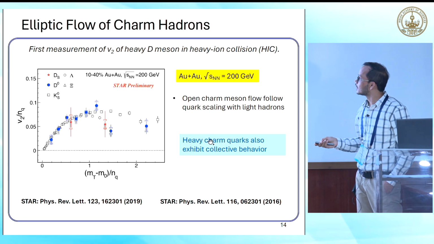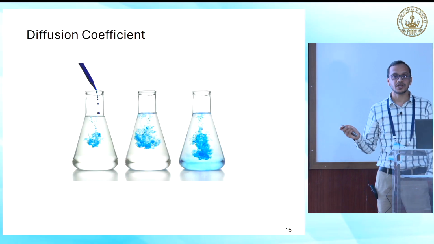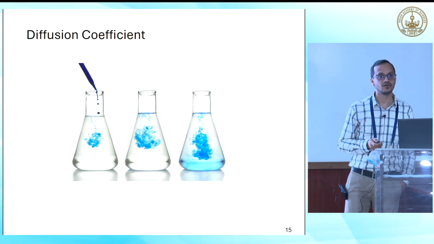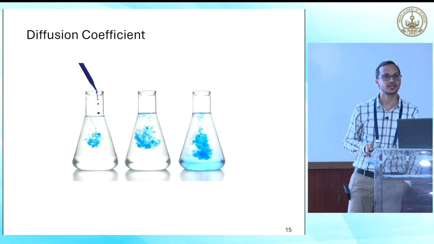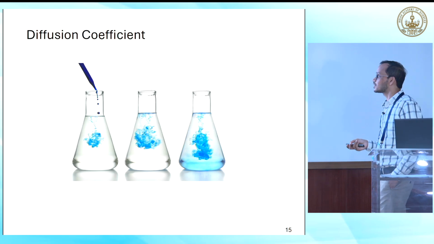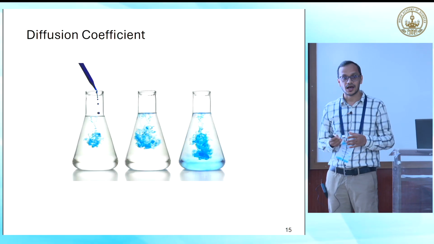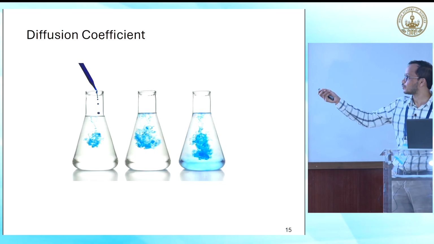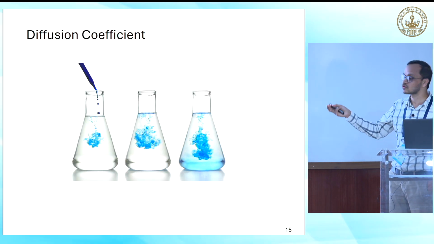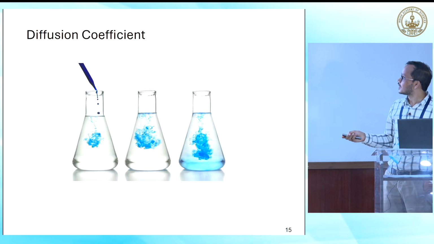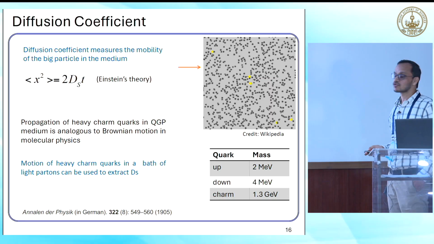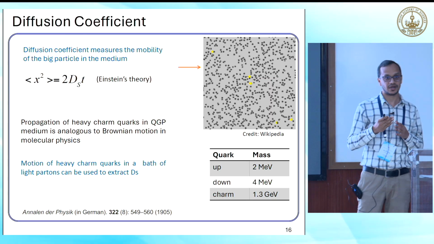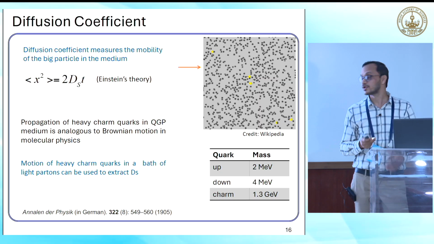Okay. Now, from the measurement of the charm quark D0 V2, we can extract the diffusion coefficient of the charm quark in the QGP. The diffusion coefficient means how quickly something dissolves in a liquid. For example, if you add some drops of ink in the water, how quickly it dissolves. Okay. So, how do we measure the diffusion coefficient? It is a combination of both theoretical prediction and experimental measurement.